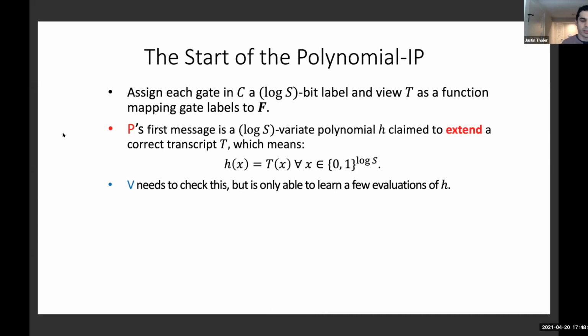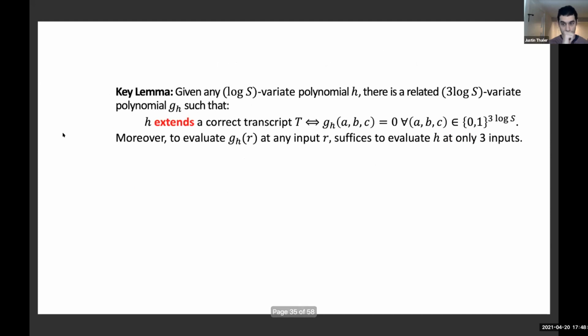And the verifier, though, needs to check whether H is actually as claimed, but the challenge is that the verifier can't actually read H in full. It's only allowed to learn a few evaluations of H. So that's where the sumcheck protocol is going to come in. The key lemma that lets us use the sumcheck protocol is that the property that the polynomial H extends a correct transcript turns out to be equivalent to checking whether a related polynomial, which I'm calling G sub H on this slide, evaluates to 0 at all Boolean inputs. Moreover, to evaluate this related polynomial G sub H at a random input, it suffices to evaluate H at only 3 inputs. So, I'm already over my time, I think.